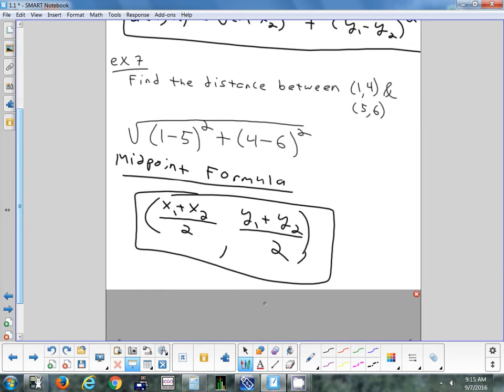Okay, and the last formula for today is the midpoint formula. Midpoint formula is a little different than distance. Midpoint formula gives you a location, not a length. Distance formula tells you a number. How long is something? Midpoint formula tells you where something is. It's a location.